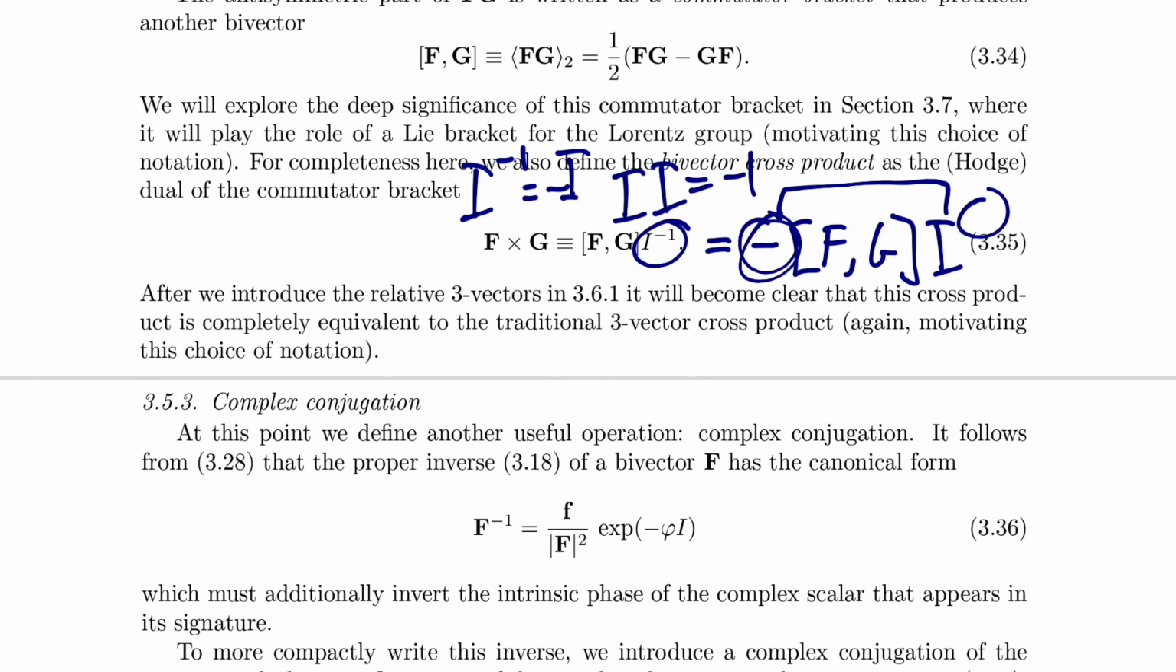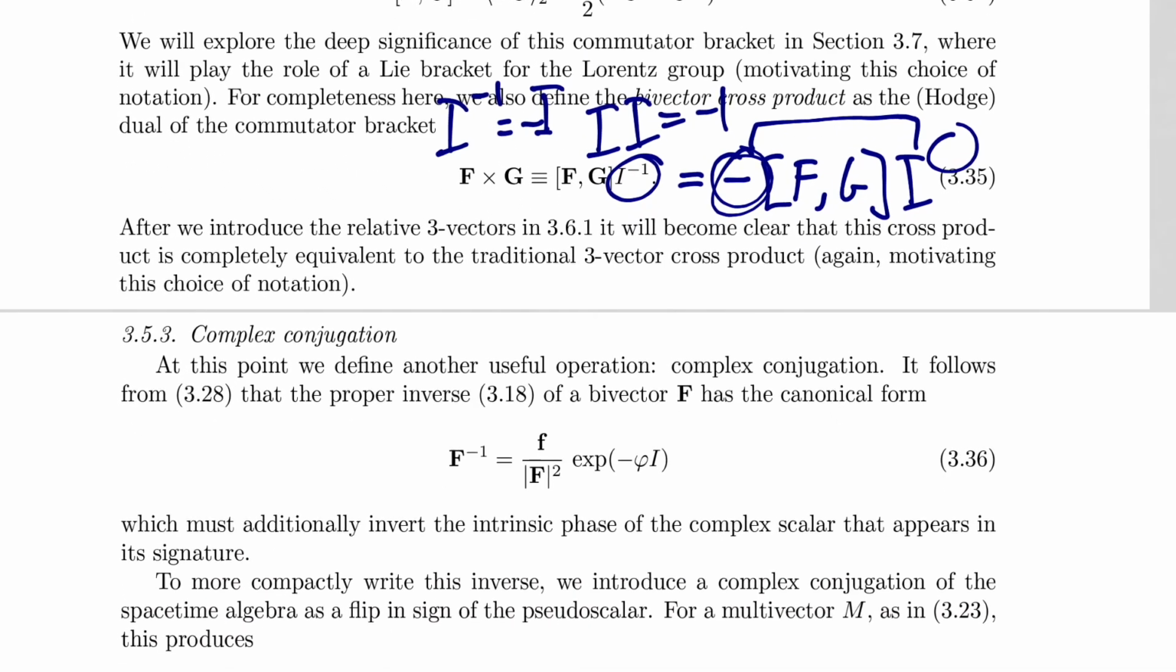Okay, so after we introduce the relative 3-vectors, it will become clear that this cross product is completely equivalent to the traditional 3-vector cross product. Again, motivating the choice of notation. So this idea of these 3-vectors and traditional 3-vectors being buried in this is really, really important to the study of space-time algebra.